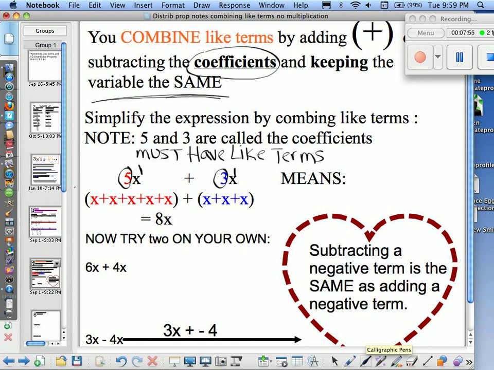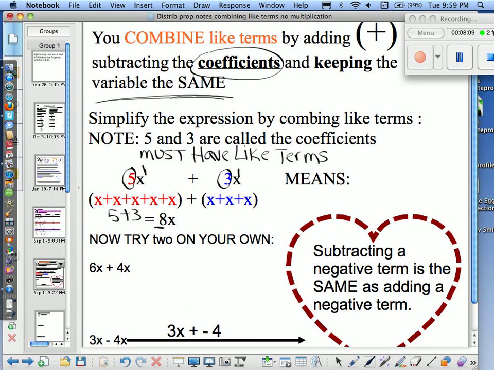So we add those coefficients in front. That's how we get 8. 5 plus 3 is 8. And we have that x there still. So if you can also expand it, 5x means x added 5 times. So why don't you go ahead and try these bottom 2 now. So let's pause the video.